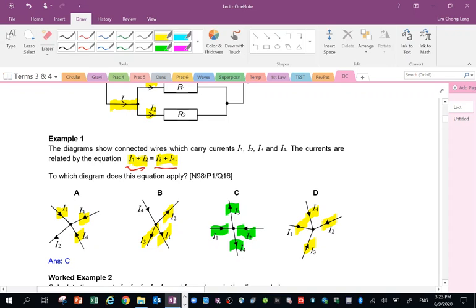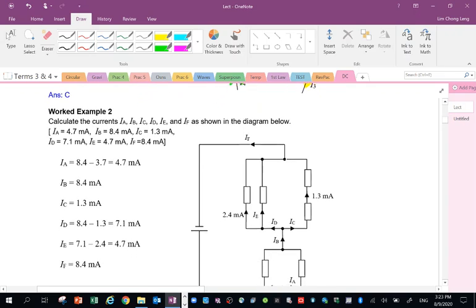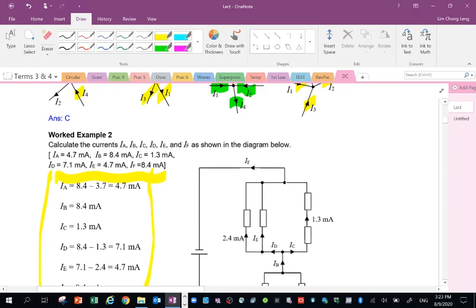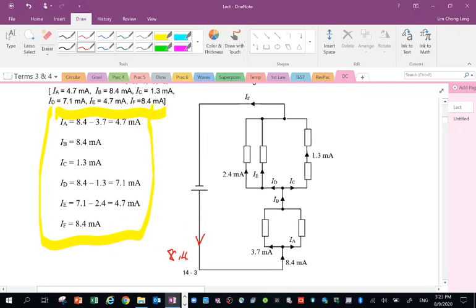Okay, let's apply Kirchhoff's first law to example 2. Even though the solutions are given already, I'm going to go step by step to explain this to you. Suppose the main current is 8.4 here. Look at the main current coming out from the battery, 8.4. When it reaches the junction here, it will split into 3.7 and 4.7, because 3.7 plus 4.7 is equal to the current going in, 8.4.